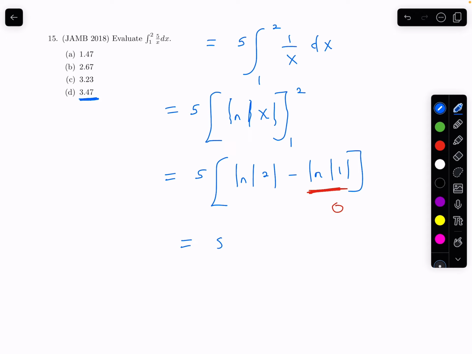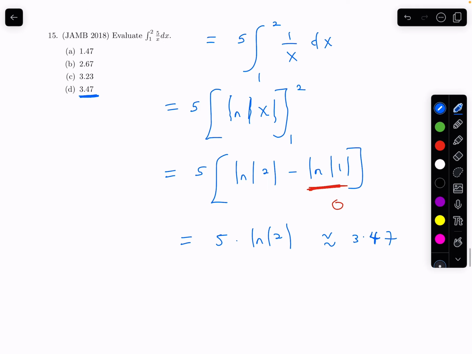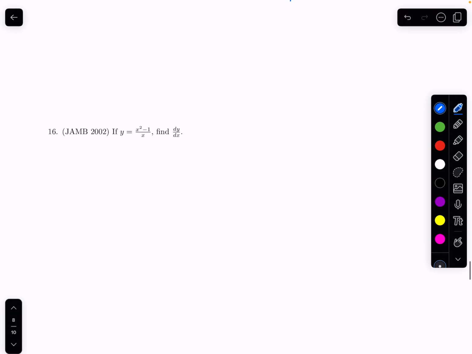You get 5 times ln absolute value of 2. Ln absolute value of 2 is going to be maybe 0.7 or 0.8. And when you multiply that by 5, you get approximately 3.47. So this is a kind of tricky question, right? Now let's differentiate this expression.